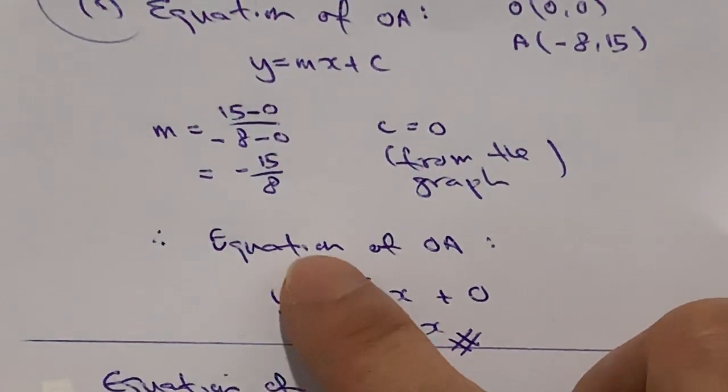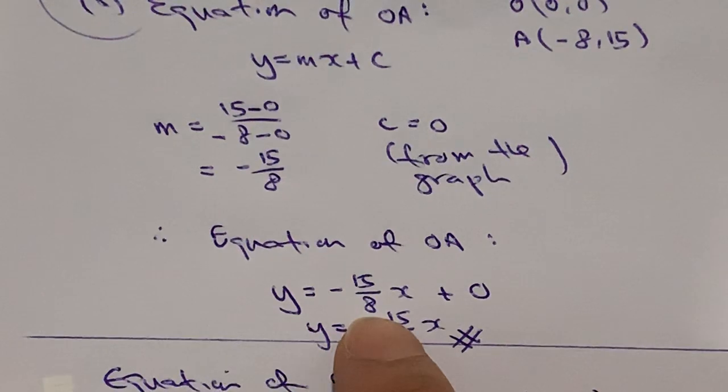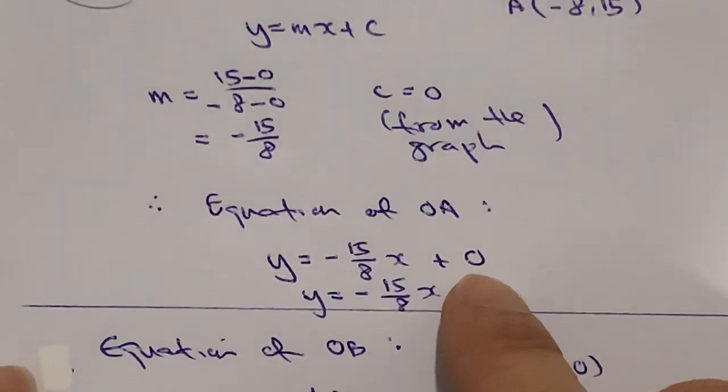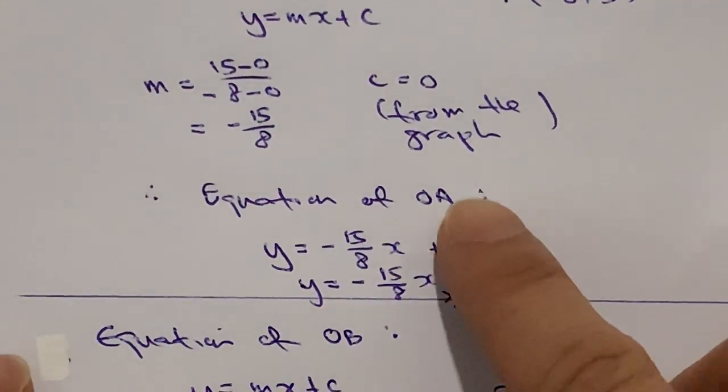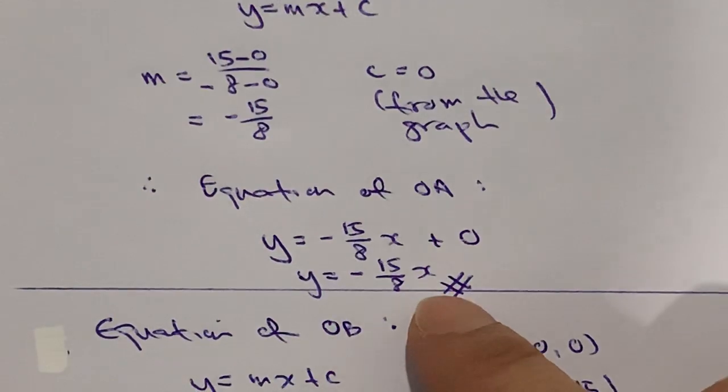So y equals mx plus c becomes y equals the gradient here, negative 15 over 8x plus the 0 as the c. So simplify this, you can remove the plus 0 and you get y equals negative 15 over 8x.